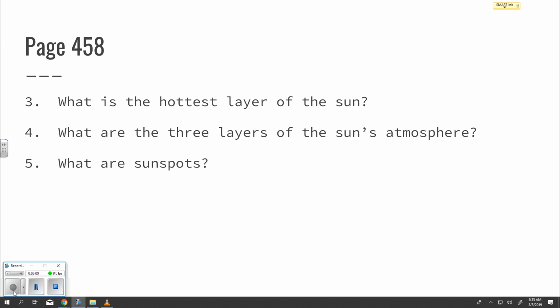Reactions in the Sun's core produce energy. This energy moves toward the outer parts of the Sun through radiation and convection. Question 3, what is the hottest layer of the Sun? Answer, core.